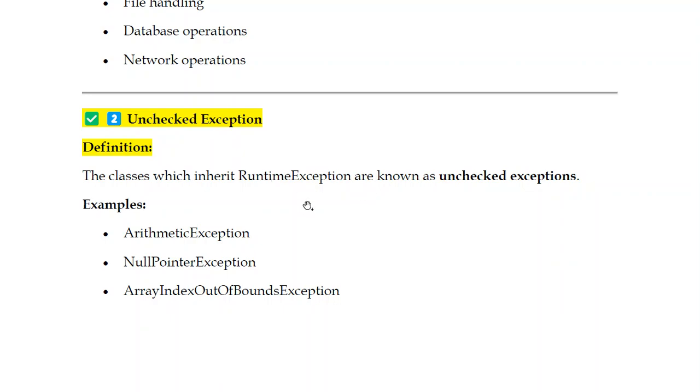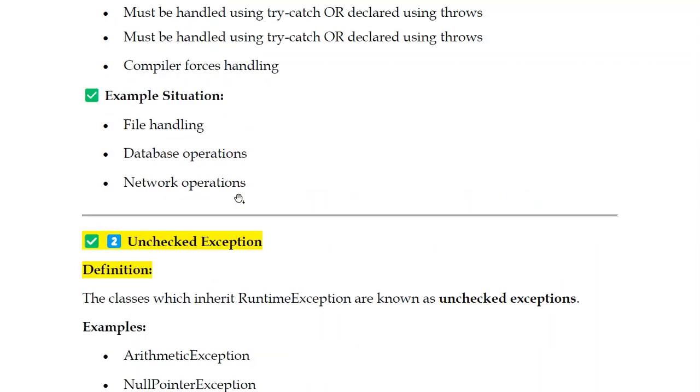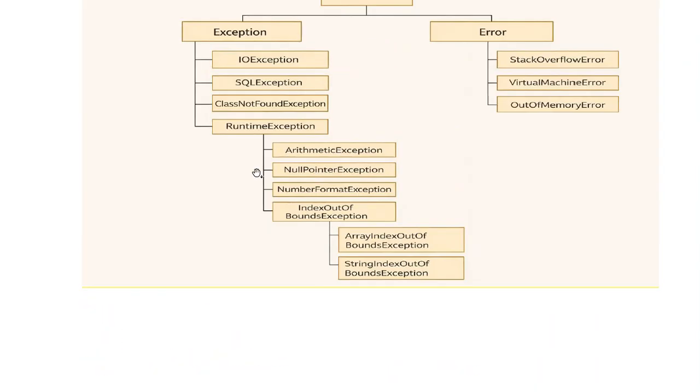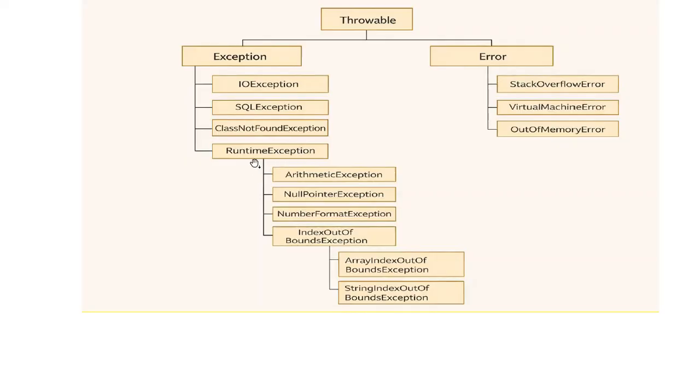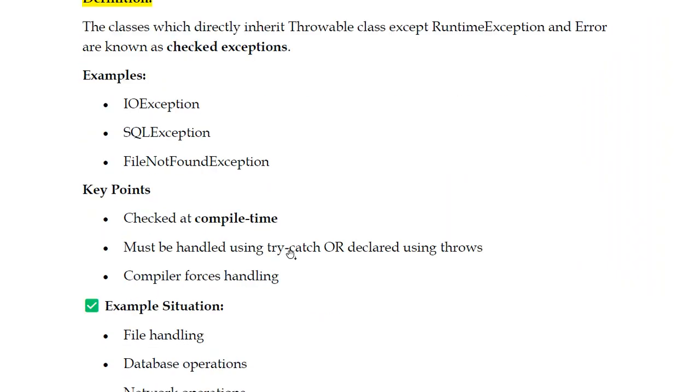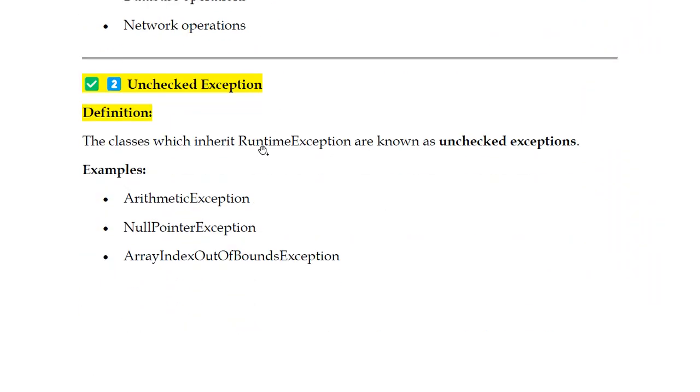Unchecked means those which inherit RuntimeException. Now you can understand the meaning of inherit. We already discussed inheritance. So RuntimeException is a child class. It is going to inherit or extend the features of Exception. So that is what we have clearly mentioned here.